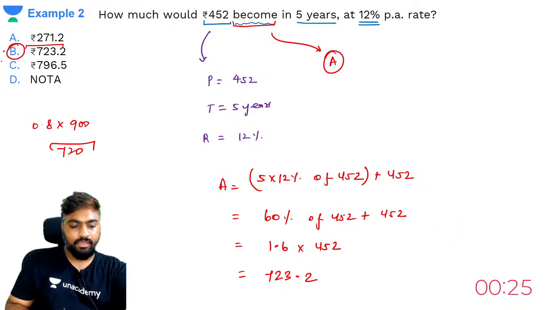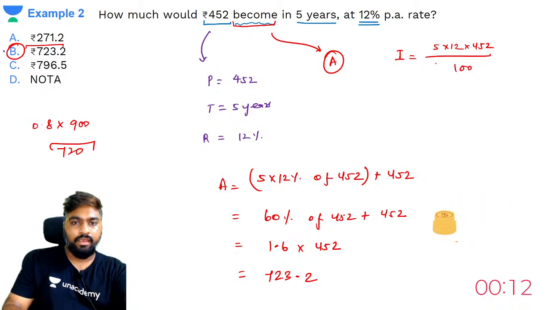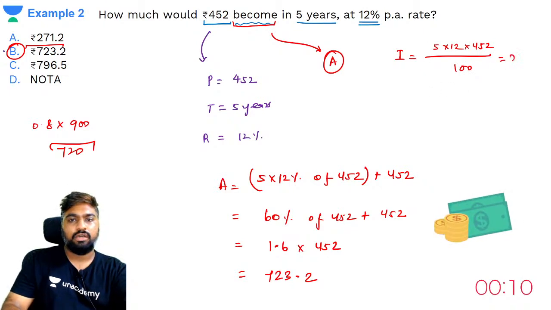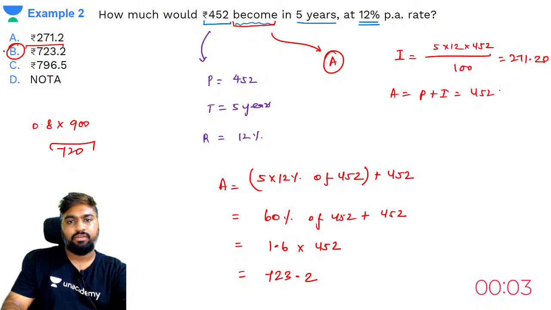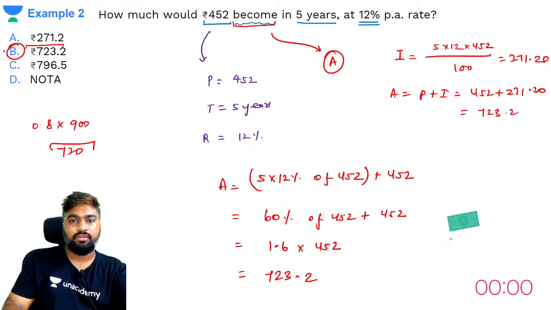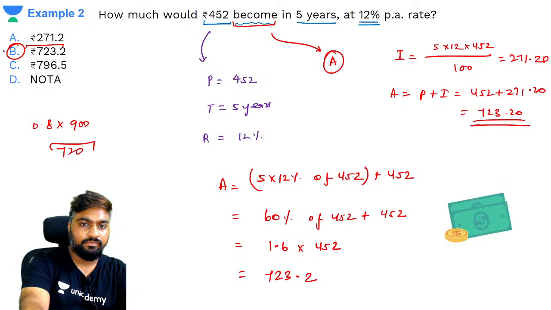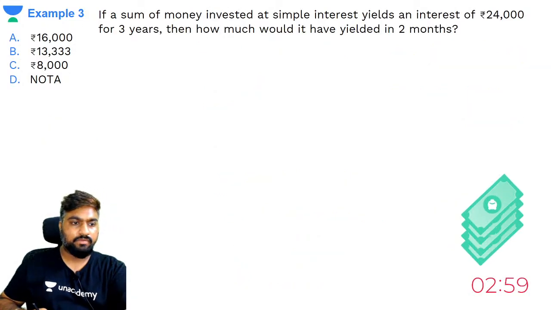723.2. यहाँ पे आप डायरेक्टली फॉर्मूला भी लगाओगे तो सेम ही चीज होगा. You will get the interest is going to be what? 5 into 12 into 452 by 100. Yes, you will get how much here? 271.20. इसको आप अमाउंट निकालोगे तो P plus interest, that is 452 plus 271.20, which is how much? 723.20. Got it? Everybody? All right, try this one now.